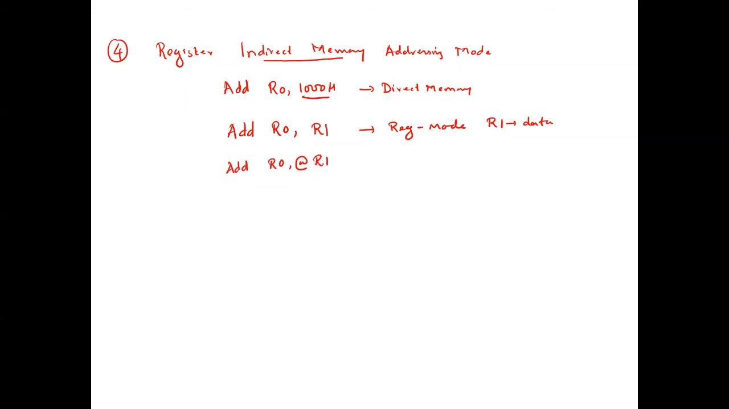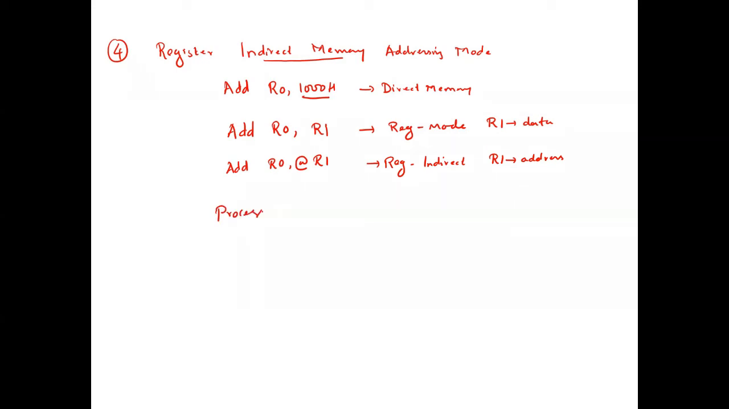Now, if I write @R1, this mode will become register indirect memory addressing mode, because R1 is containing not data. R1 is containing what? An address of the memory location, a data memory location. Okay. Now this is how it executes.